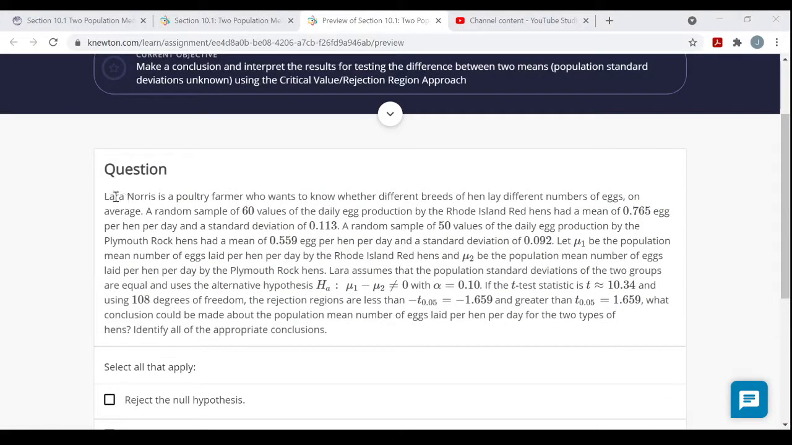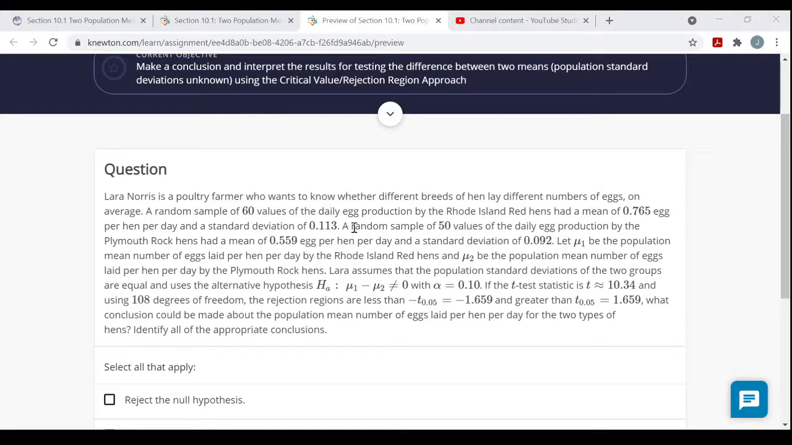Alright, so here we have Laura Norris, a poultry farmer who wants to know whether different breeds of hen lay different numbers of eggs on average. A random sample of 60 values of the daily egg production by the Rhode Island red hens had a mean of 0.765 eggs per hen per day and a standard deviation of 0.113.